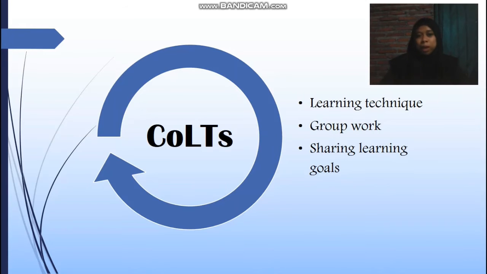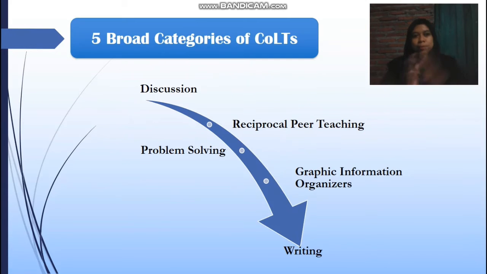So the main point of collaborative learning techniques is that the students will not learn in individual activity, but they will learn in a group work or in a pair. So the students can share their understanding with others, and they also can get another perspective about the materials, and finally they can get a deeper understanding about the material or the subject.